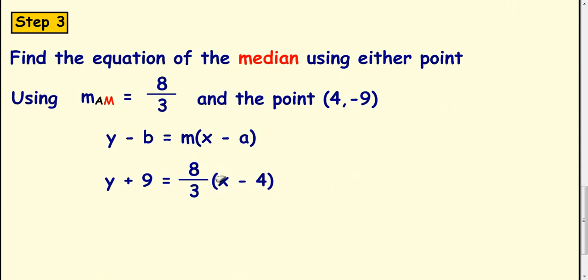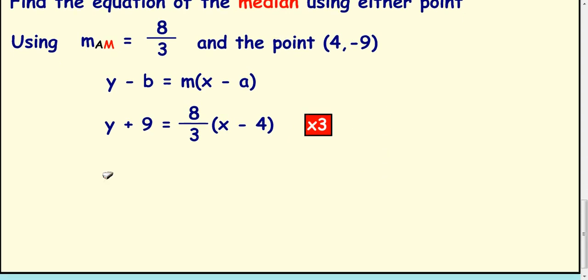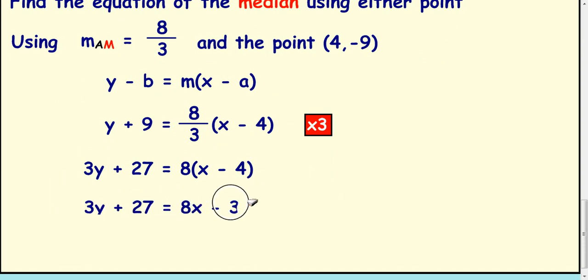Now, when you've got a fraction like this in the front, don't multiply it through the bracket. Multiply both sides by 3, the number in the bottom of the fraction. So we have to multiply the y by 3 to get 3y. We have to multiply the 9 by 3 to get 27. And we multiply this by 3 to get 8 multiplied by x minus 4. Multiply out the bracket, you get 8x minus 32, and finish it off by subtracting 27. So the equation of the line is 3y equals 8x subtract 59.